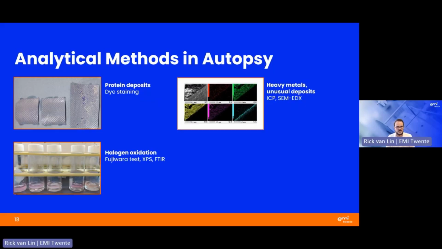There's also more, let's say, niche methods such as dye staining for protein deposits, looking for significant halogen oxidation by doing a Fujiwara test or XPS or even FTIR, or looking for some unusual deposits or heavy metals using ICP or SEM EDX.